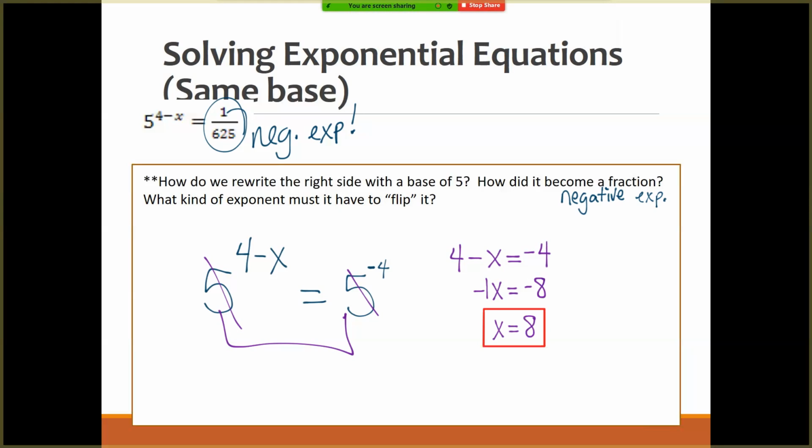Questions on this one? You do have one of these on your homework assignment. So fraction, use a negative exponent. In this case, 5 to the 4th gave us 625, so we replaced it with 5 to the -4th because it was in that fraction.